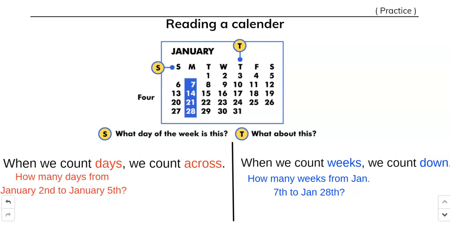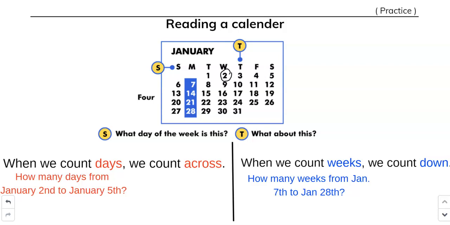Now when we're looking at a calendar and we want to count days, how many days it's been for something, we want to count across the calendar. So for example, we have a question here that says, how many days from January 2nd to January 5th? So we're going to find January 2nd, that's right here, and we're going to count across going to the right until we get to January 5th. Now, if we needed to, we would go down to the next line, but in this case, January 5th stops in this line. So we go to the right and then go down if we need to.